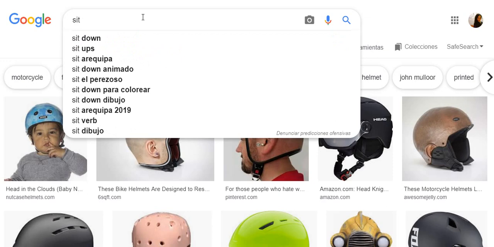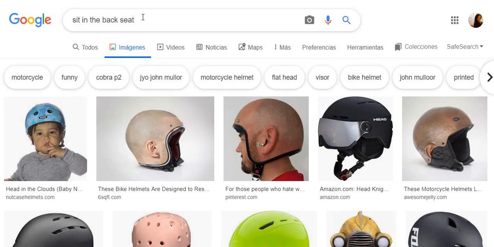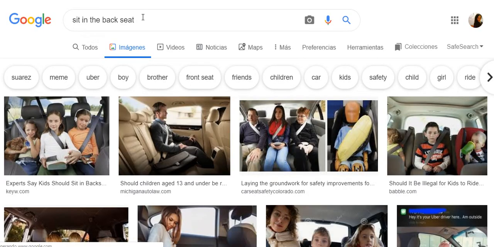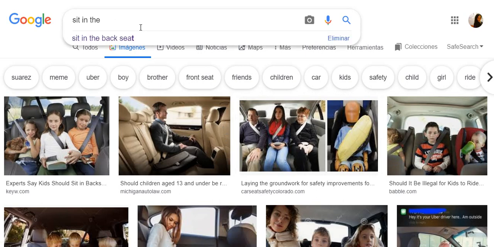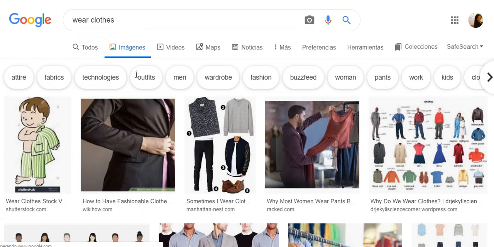Sit in the back seat. Okay, that is the back seat in a car. And where is it about clothes? Wear clothes. Okay, clothes, where it is about clothing.